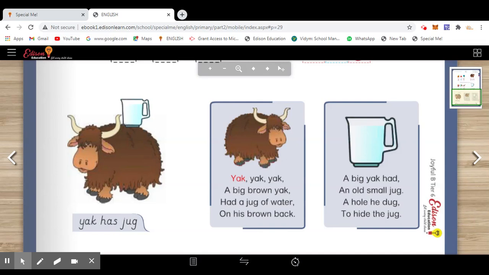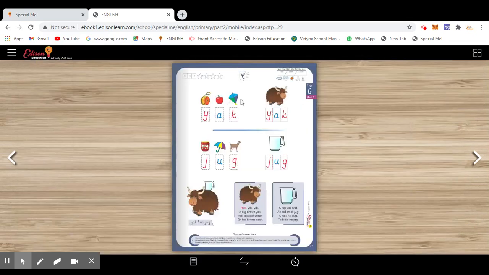Good. A big yak had an old small jug, a hole he dug to hide the jug. So students, you have to practice it again and again. Is it clear to you? Good. You have to revise these words with the help of phonic sounds as well as flashcards. Is it clear to you? Good. And now our session is over.